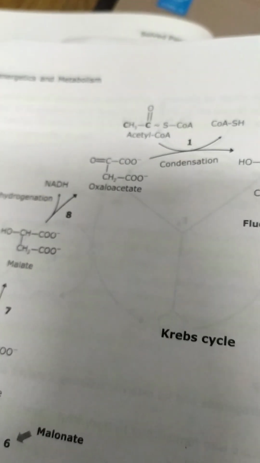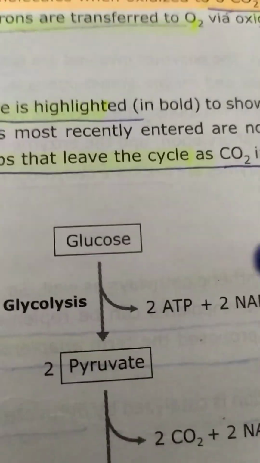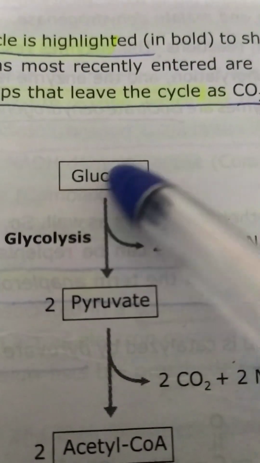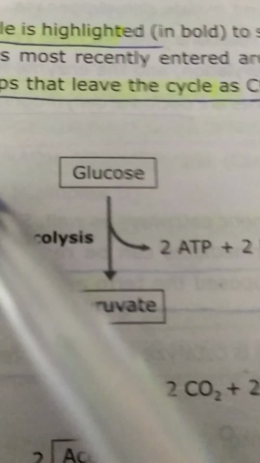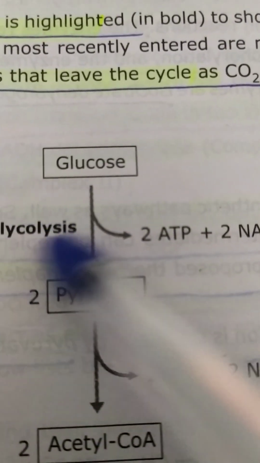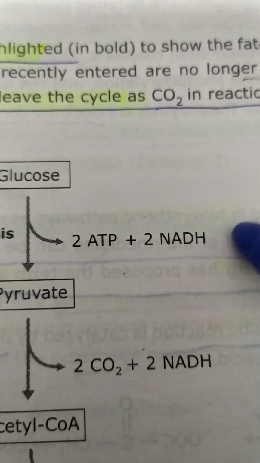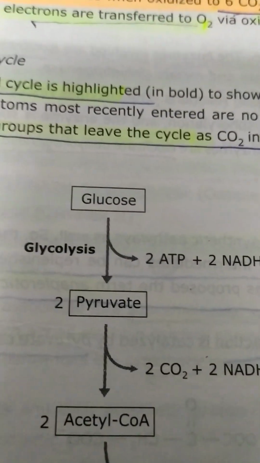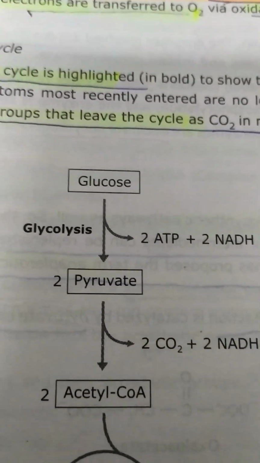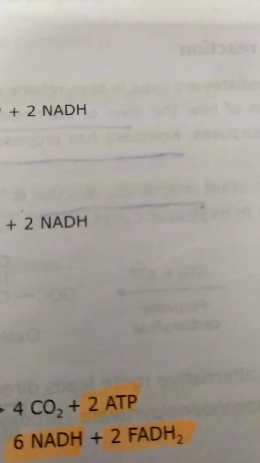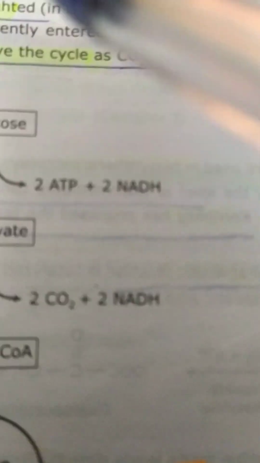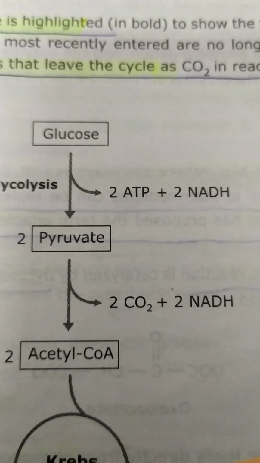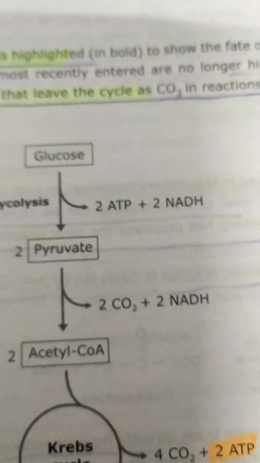So we know that glucose, this is the glycolysis process. Glucose is broken down into 2 pyruvate, and here 2 ATP and 2 NADH are released. So during this reaction it loses the energy, NAD plus and NADH.